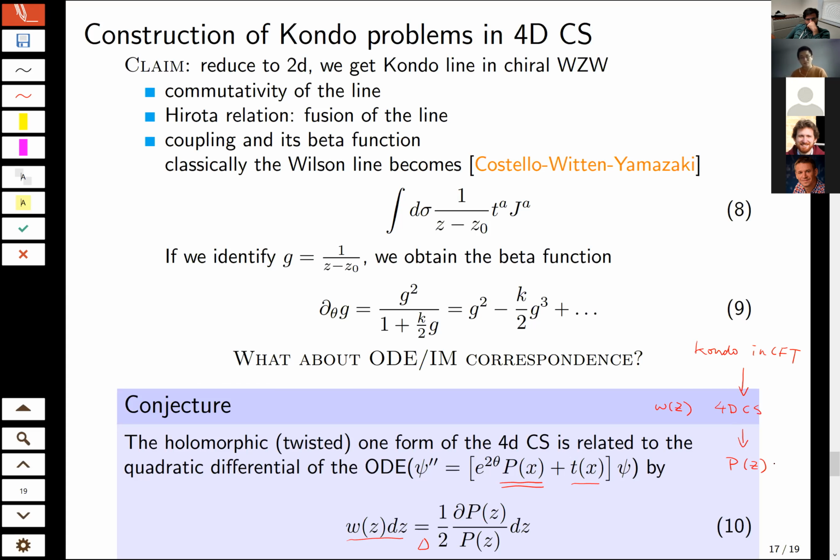But this identification is quite non-predictive in its nature. So we were not able to prove this in the framework of 4D Chern-Simons. We believe one has to go to the string theory construction in order to prove this conjecture.